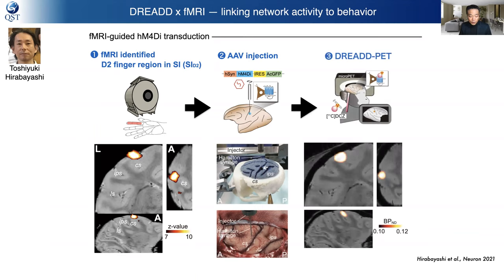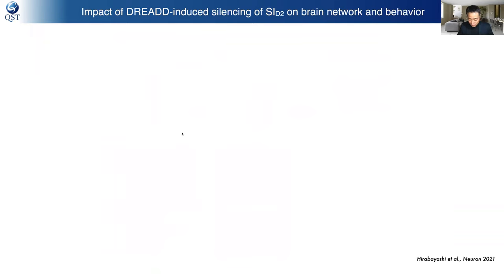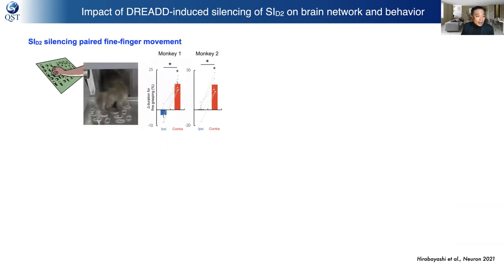this hot BOLD response lesion, demonstrated by PET imaging. So now we can manipulate or silence the functionally defined digit finger lesion. To test the functional effect of silencing the finger digit area, we tested the monkey with fine finger movement, like picking up food from a small pellet.